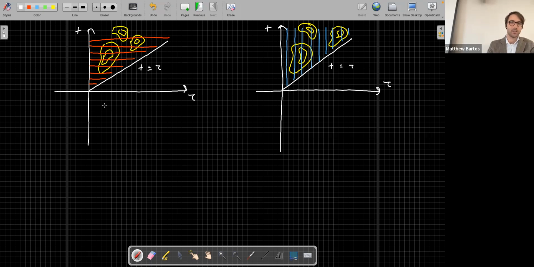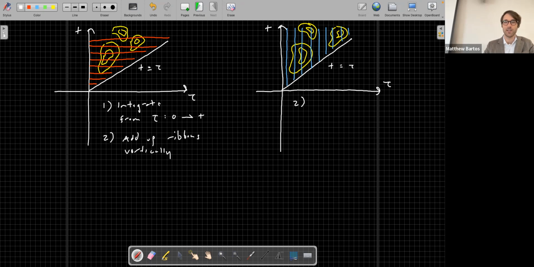So let me just write this out. In this way, we integrate from tau 0 to t, and then add up ribbons vertically. Second way is we integrate from t equals tau to infinity, and then add up ribbons horizontally.